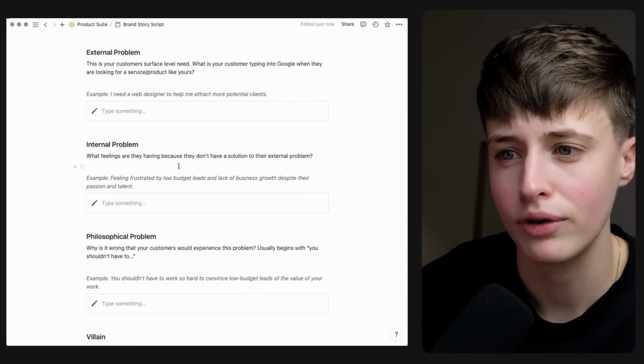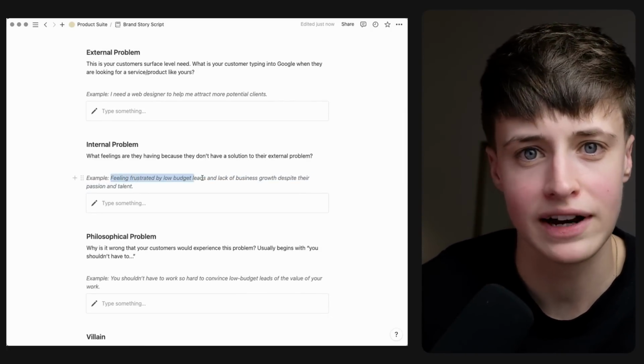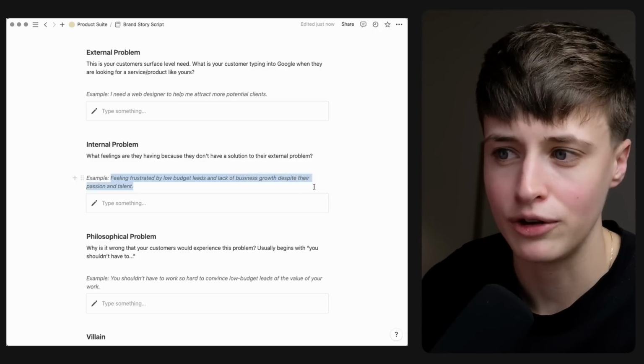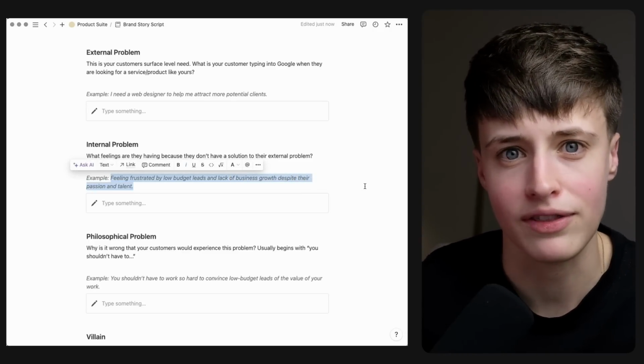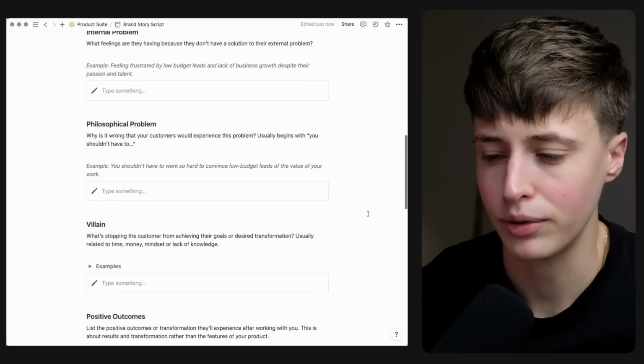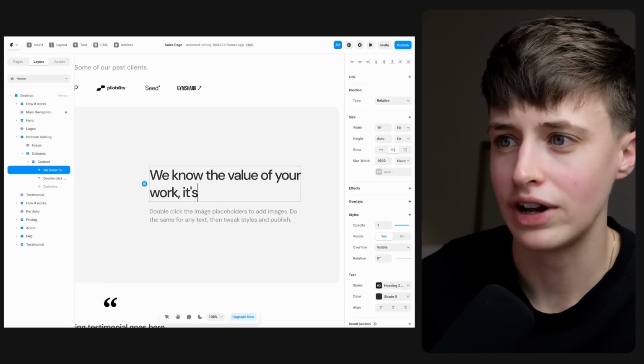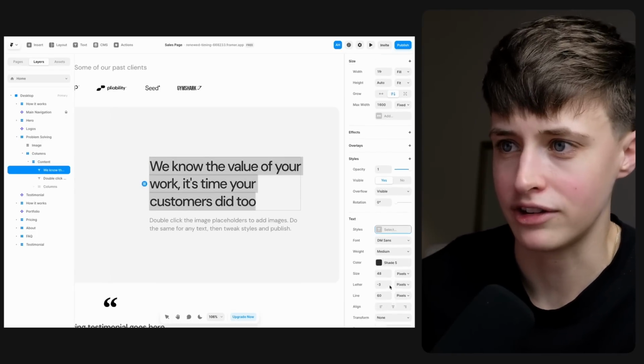So for example, the problem is struggling to attract high budget clients, too many low budget inquiries that don't see the value in their work. So let's put together an example. So the header, we know the value of your work. It's time your customers did too.